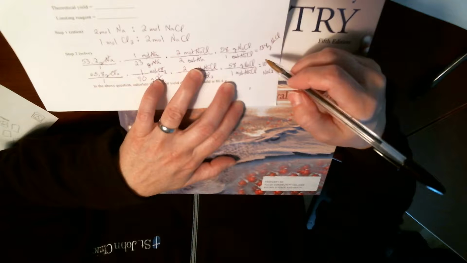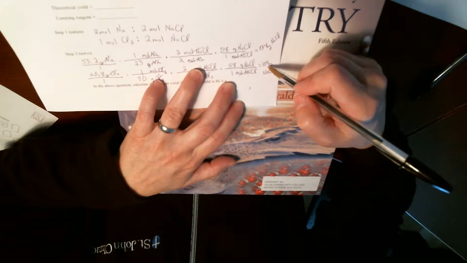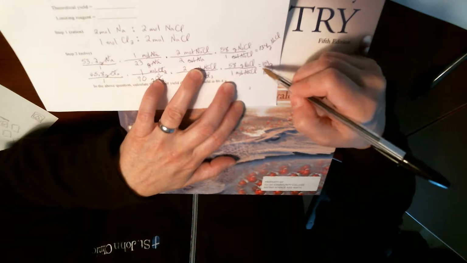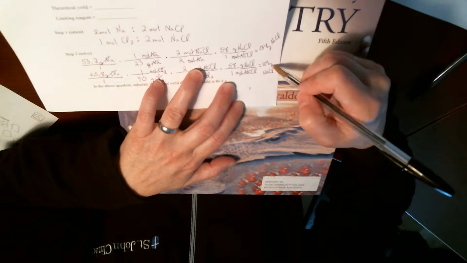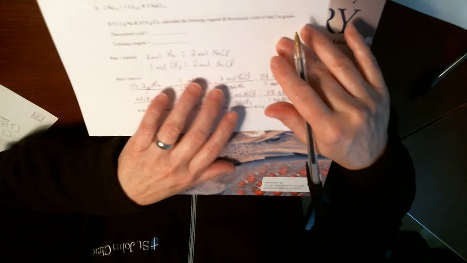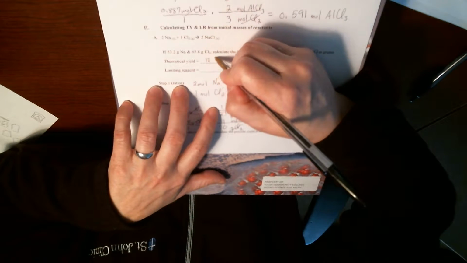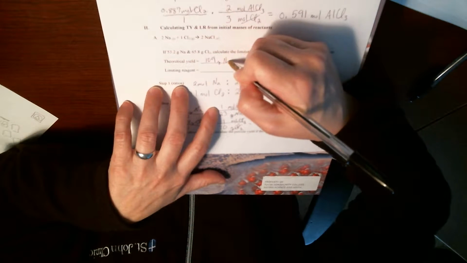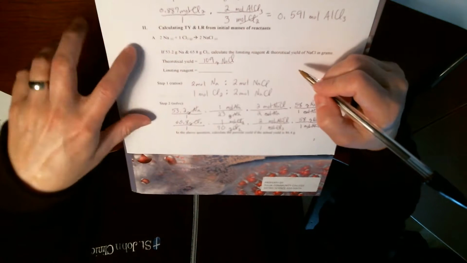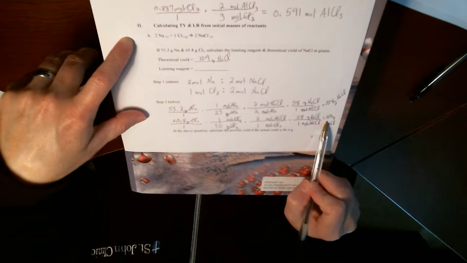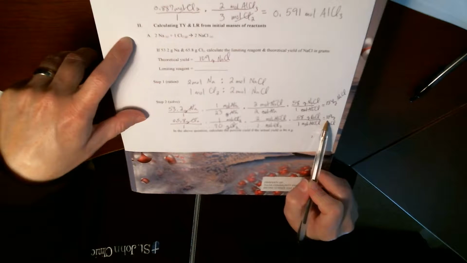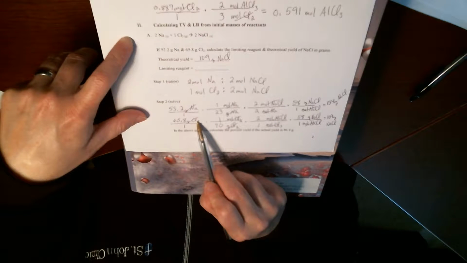So the two numbers that we're comparing are the 134 and the 109. So 109 is the smaller number. So 109 grams will be our theoretical yield. And then what ingredient is associated with this theoretical yield? Chlorine.